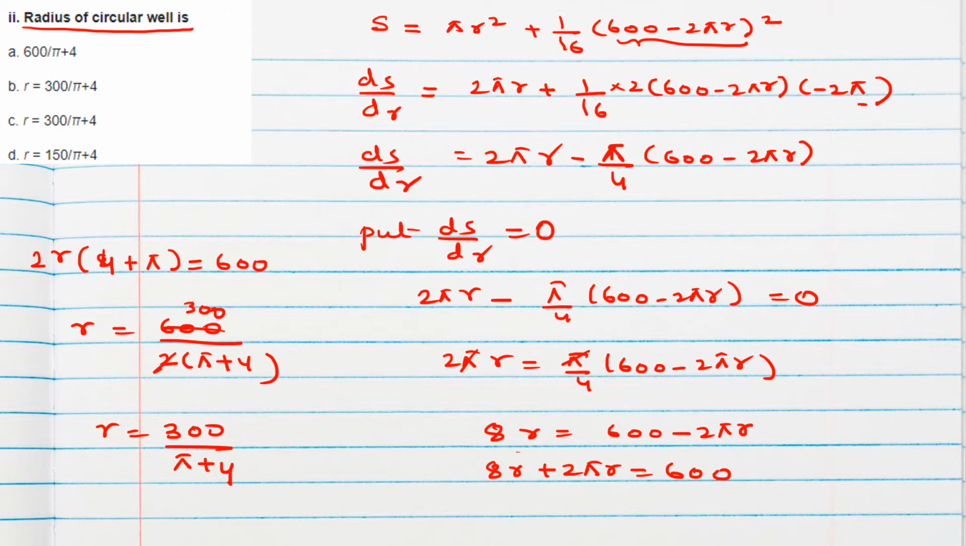So the final answer will be B and C. Both options are the same, so we'll go with B. Suppose the option repeats, you go with the first option, which comes first. So B and C both are the same, but B comes first alphabetically, so we'll take option B.